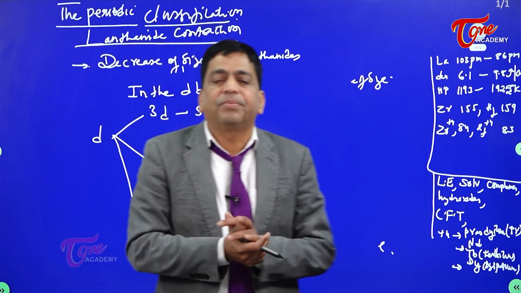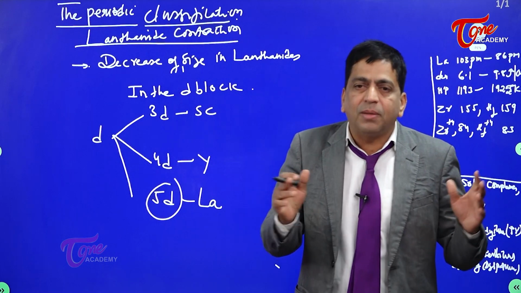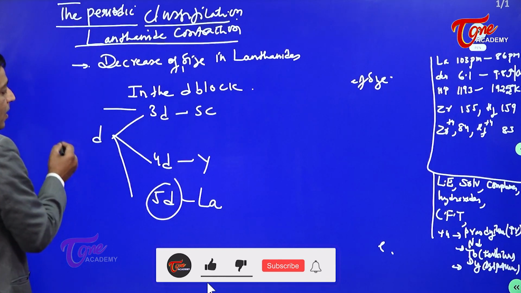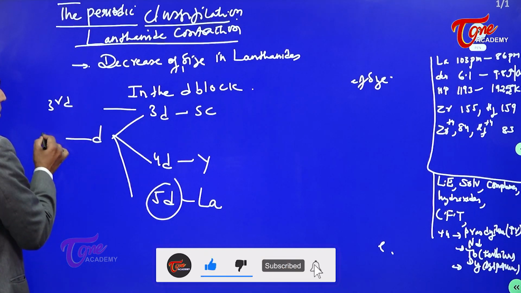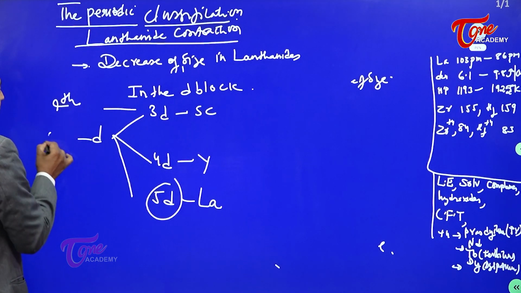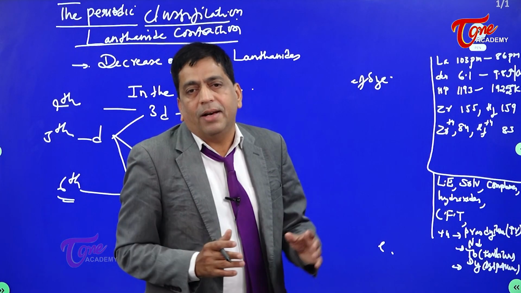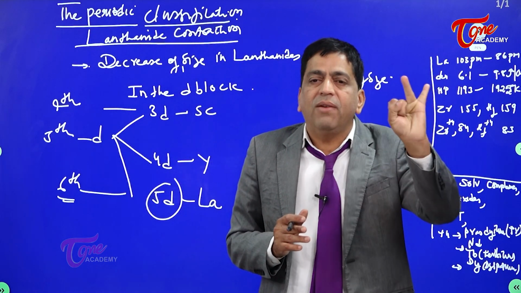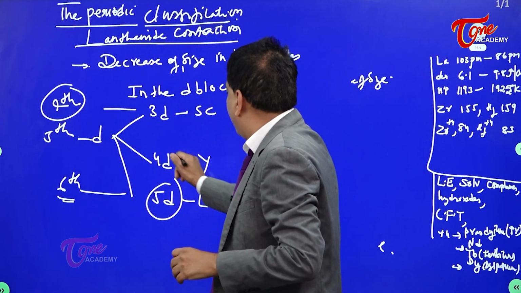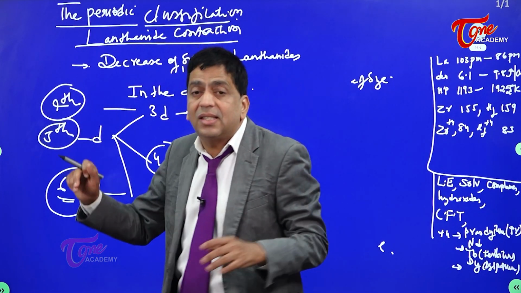So lanthanum is basically belonging to what? The 5D series, and it belongs to the 6th period, because the 3D series is the 4th period, the 4D series is the 5th period, and the 5D series is the 6th period. So in the D block you have 3 series, 3D, 4D, 5D. The 3D series starts from the 4th period, the 4D series from the 5th period, and the 5D series from the 6th period.